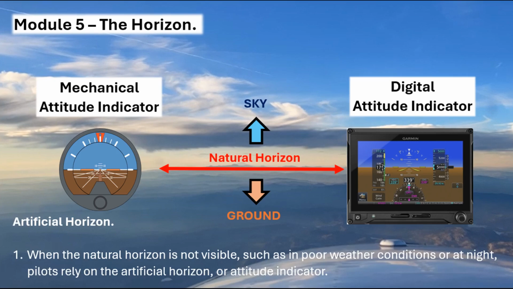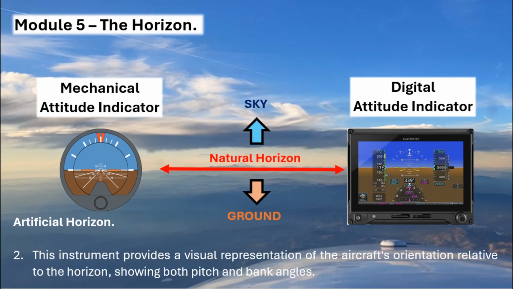Artificial horizon. 1. When the natural horizon is not visible, such as in poor weather conditions or at night, pilots rely on the artificial horizon or attitude indicator. 2. This instrument provides a visual representation of the aircraft's orientation relative to the horizon, showing both pitch and bank angles.